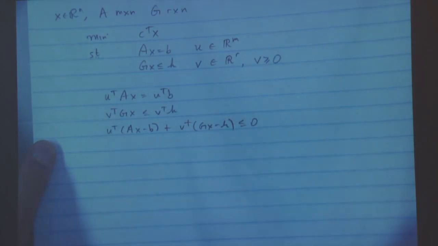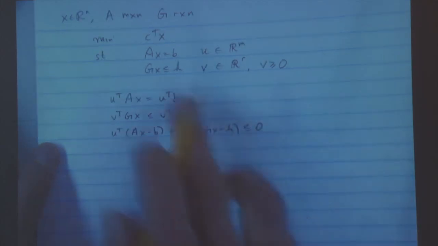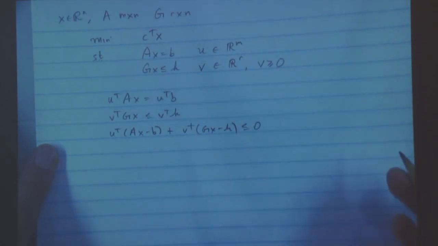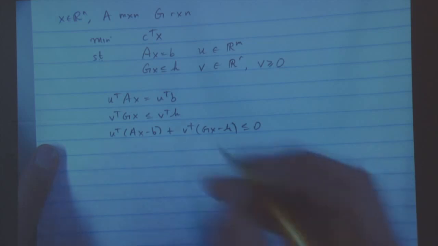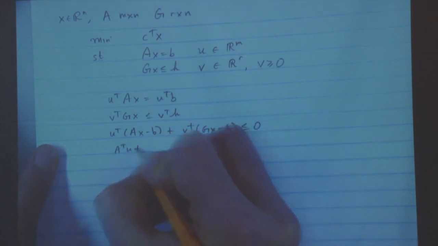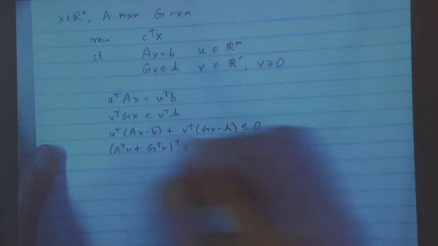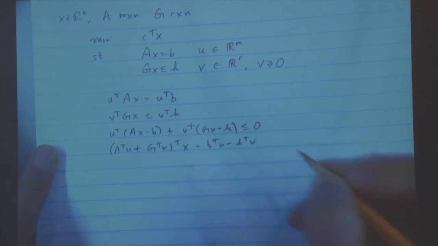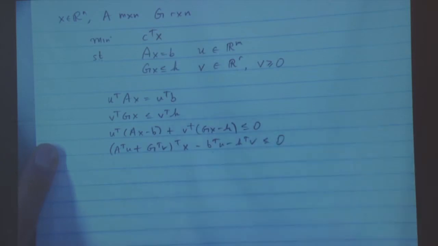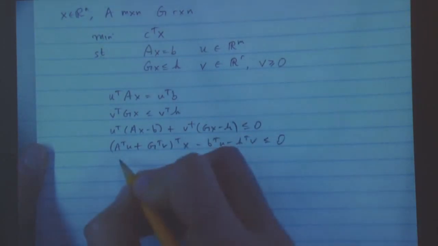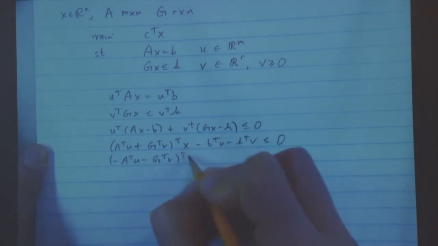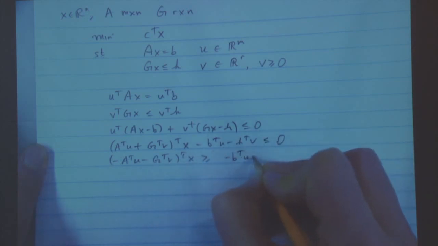And I want to make this look like c transpose x is bigger than or equal to something, because I want a lower bound on my criterion value, c transpose x. So let's just pull out everything that multiplies x. Right? That looks like (A transpose u plus G transpose v) transpose x, and what's left over is b transpose u and h transpose v, is less than or equal to 0. And if I rearrange this, it just says that (minus A transpose u minus G transpose v) transpose x is bigger than or equal to minus b transpose u minus h transpose v.